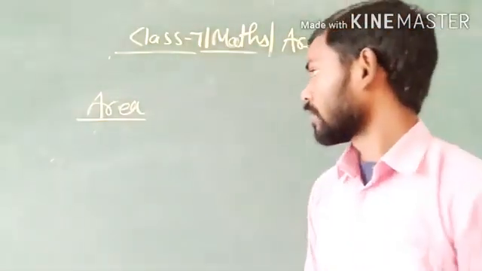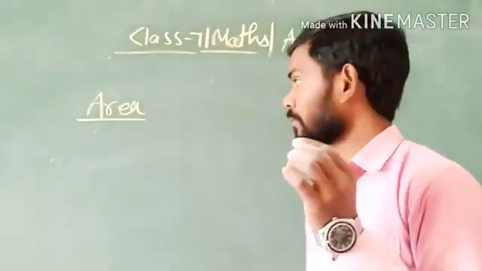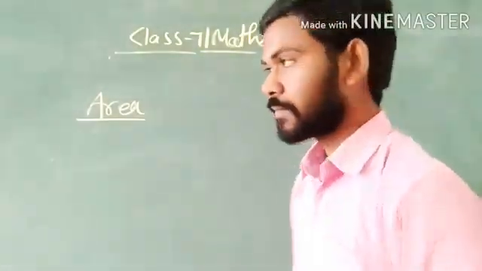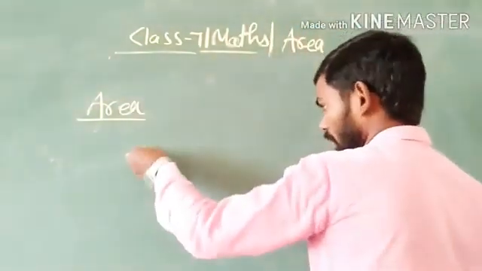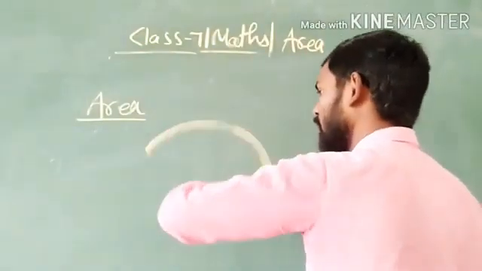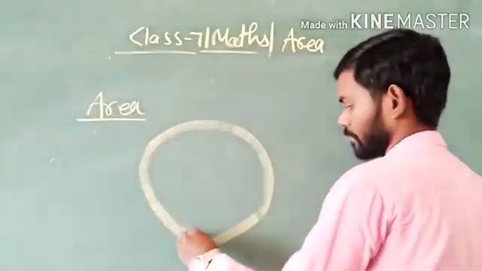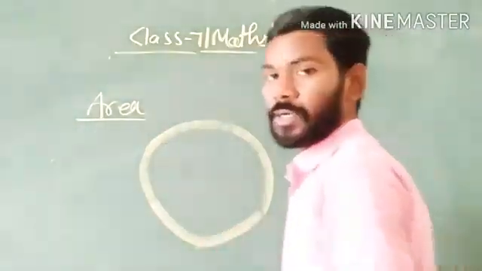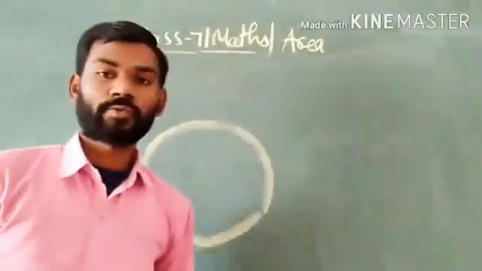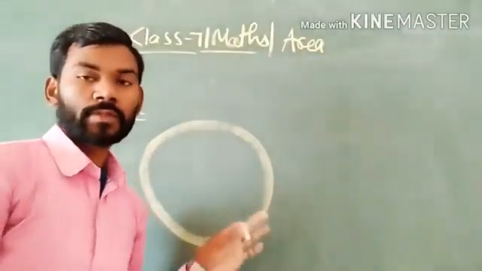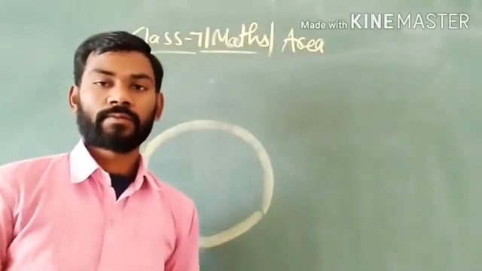So first of all, how we know about the starting of area. So first we start from a closed figure because area is defined by this. This is a closed figure. This is a closed figure. Okay. This is an unknown but closed figure.